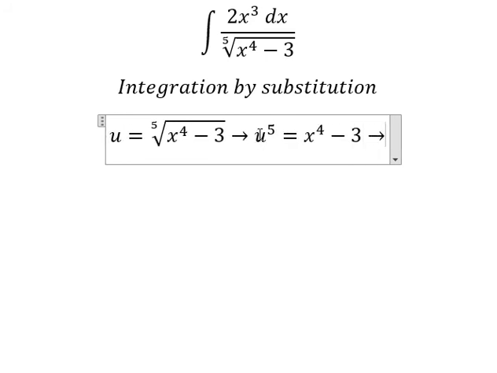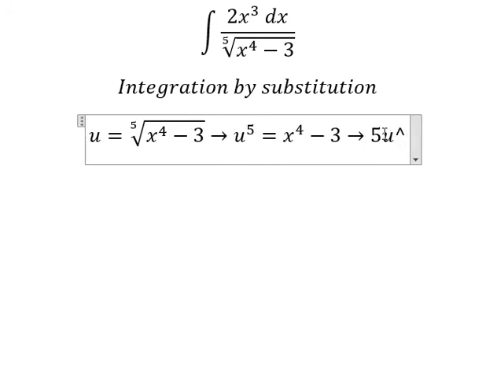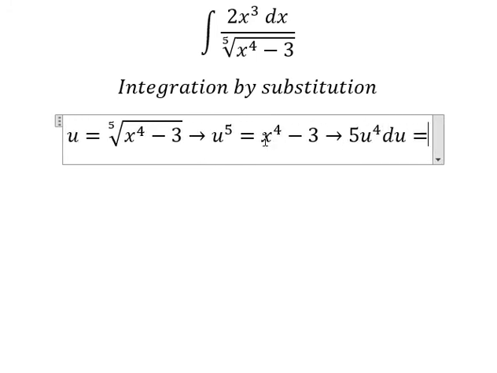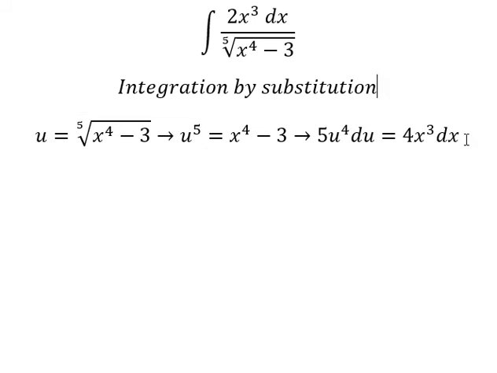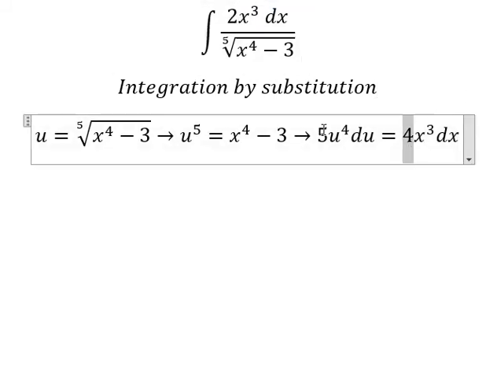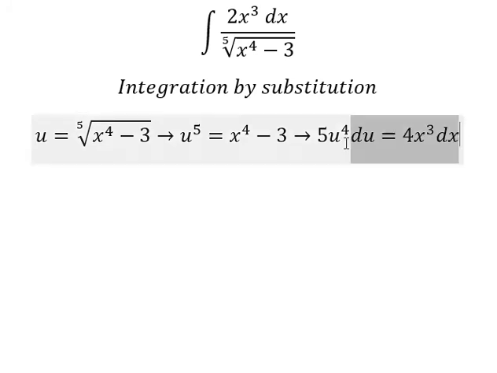Next, we do the first derivative for both sides. First derivative of u to the power of 5, we have 5u to the power of 4. First derivative of x to the power of 4, we have 4x to the power of 3. This one is a constant, so you get 0. Because this one is number 2, this is number 4, we need to divide both sides by number 2.